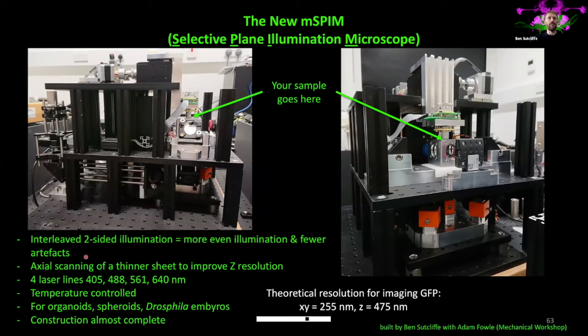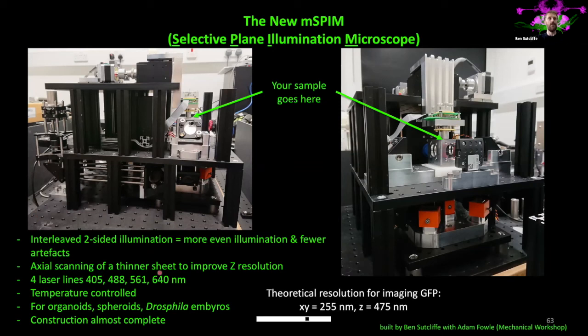It's also going to have axial scanning to give you a thinner light sheet. So it's using an electrically tunable lens here to move the sheet through the sample. So similar to a confocal scan, I guess, but it means you can have a thinner sheet, which is a bit shorter, and then just quickly scan it across the sample at the same rate as the rolling shutter on the camera.